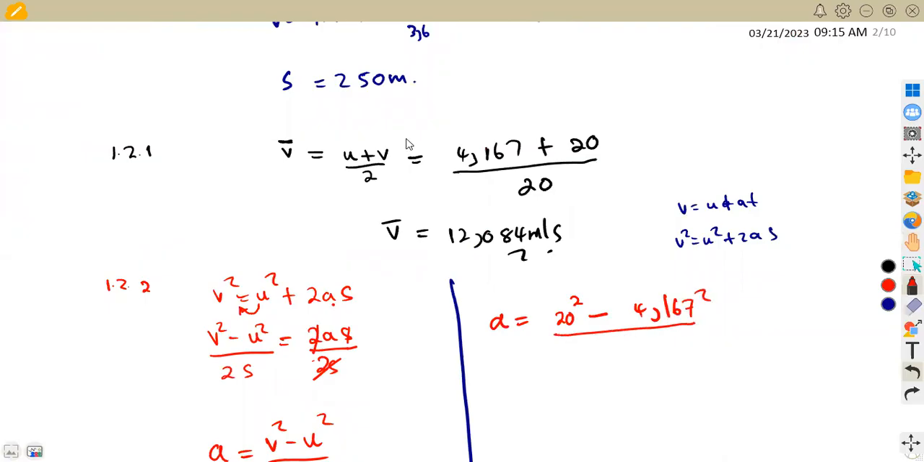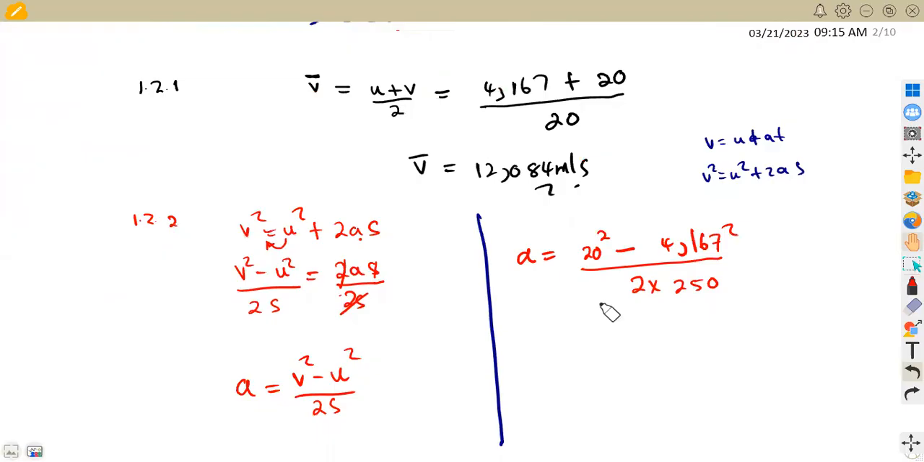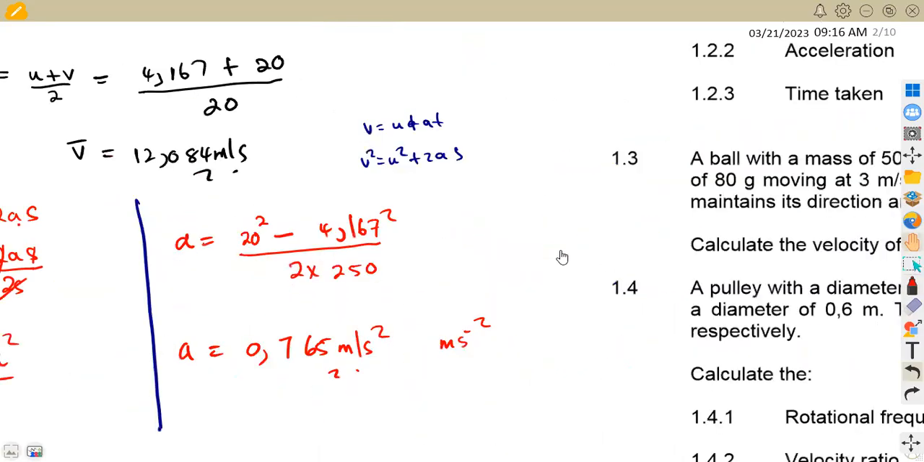Everything over 2 times S, which is our S in this case, is 250. All right, so that is what you're going to have from your calculator. Make sure that you simplify properly. You are going to obtain 0.765 to 3 decimal places. That is your acceleration in meters per square second, or you can even write this as m/s². In this way, it's still one and the same presentation that you're given. All right, so that's what we had from this question, 1.22.